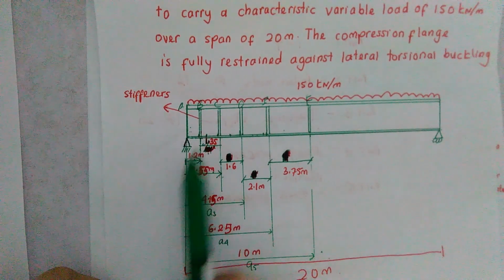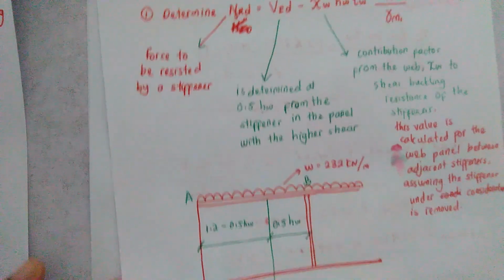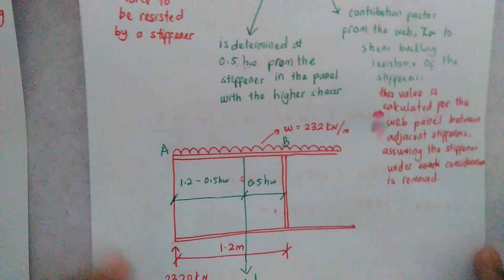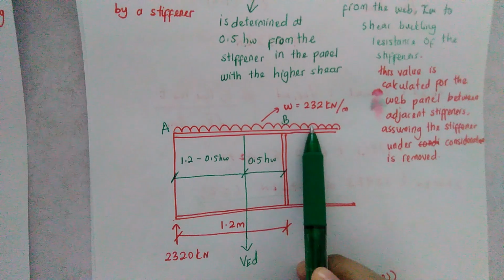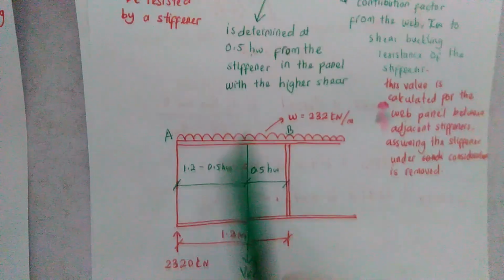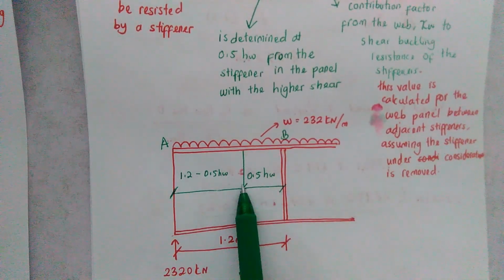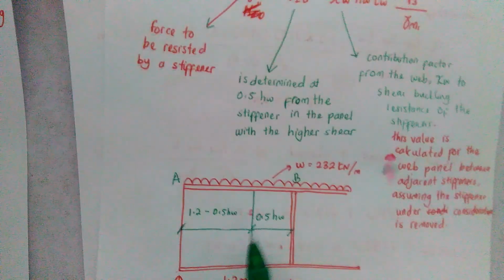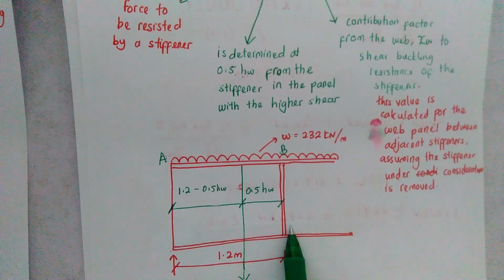This stiffener is at 1.2 meter. I enlarge this stiffener and it becomes like this. Here you can see the distance is 1.2 meter, and this is the load applied on top of the plate girder, which is 232 kilonewton per meter. The 0.5 hw from the stiffener in the panel with the high shear means that if you are designing these panels, you need to calculate this VEd at 0.5 hw from the panel that you are designing now.